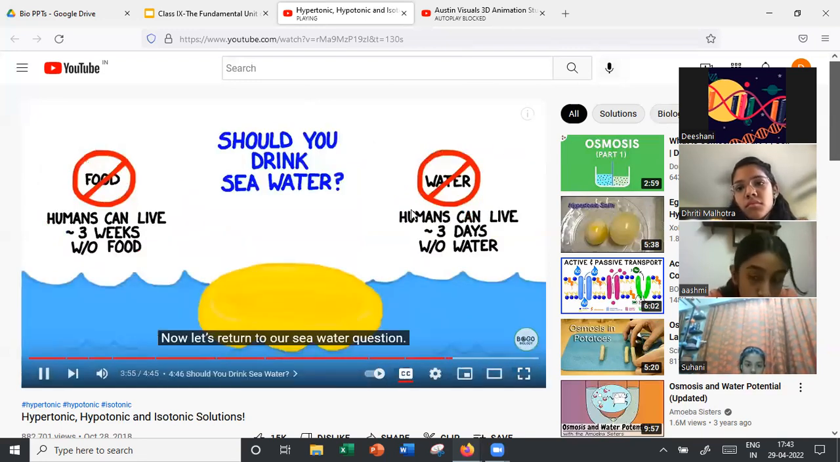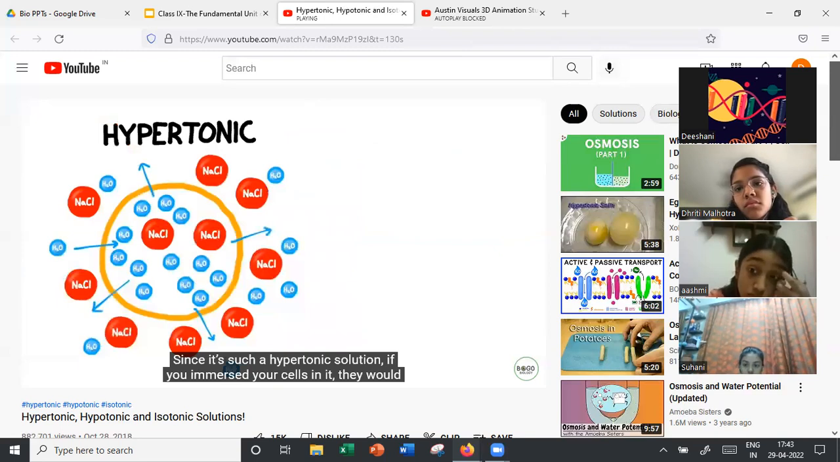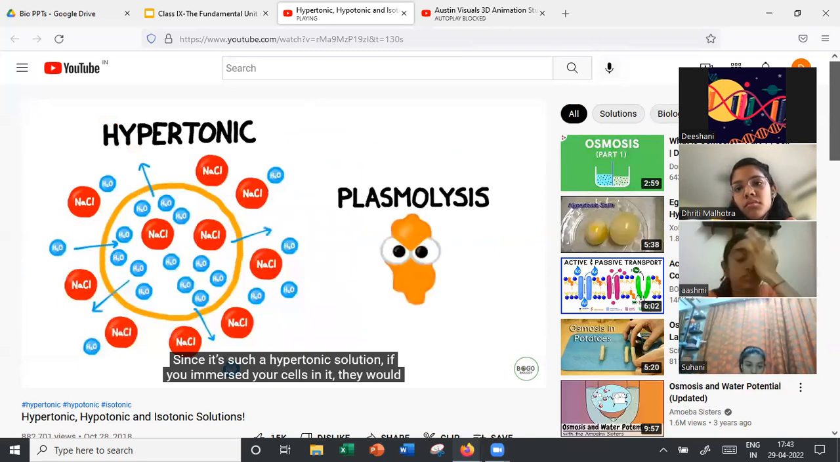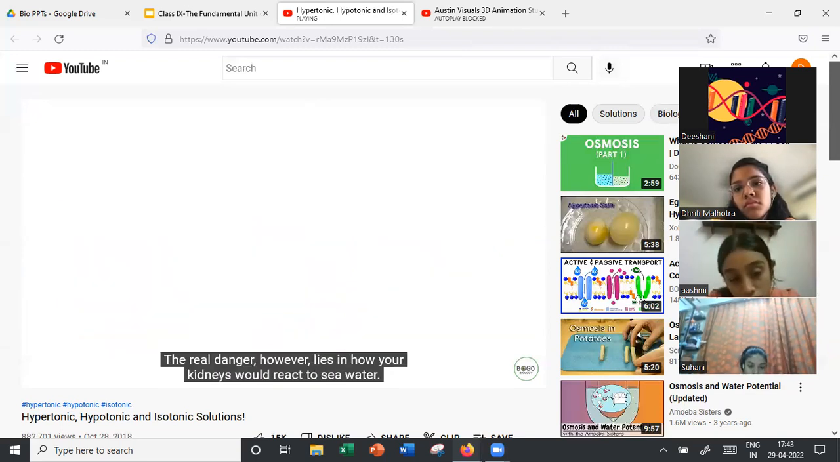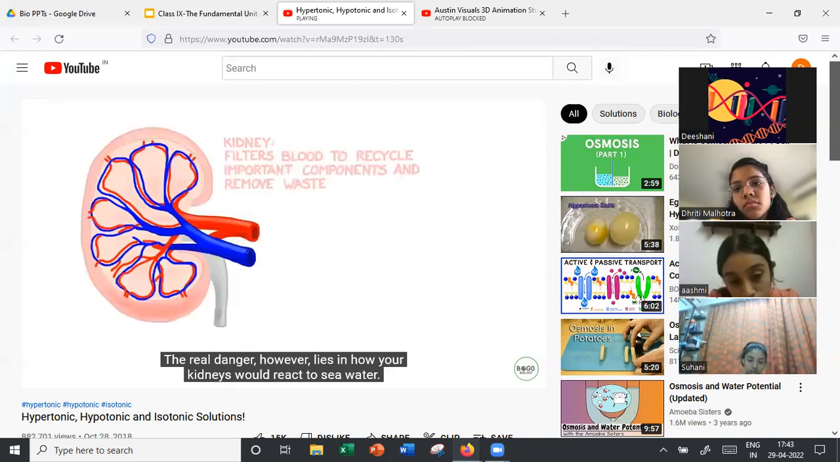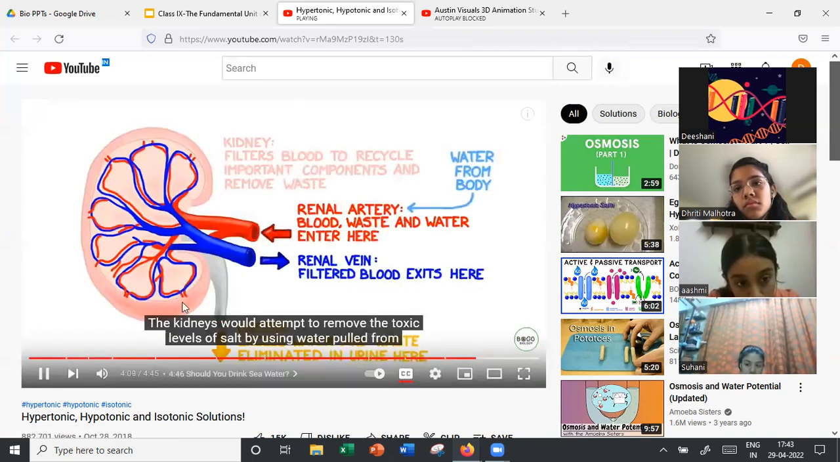Seawater is incredibly salty, much more salty than our body's cells. Since it's such a hypertonic solution, if you immersed your cells in it, they would shrivel up and die. The real danger, however, lies in how your kidneys would react to the seawater.